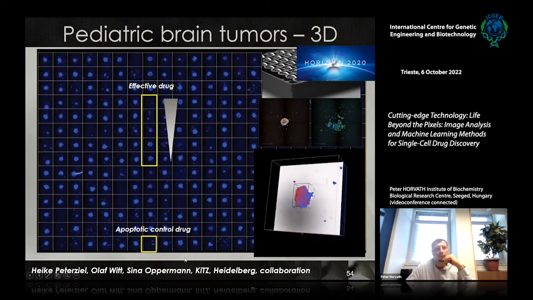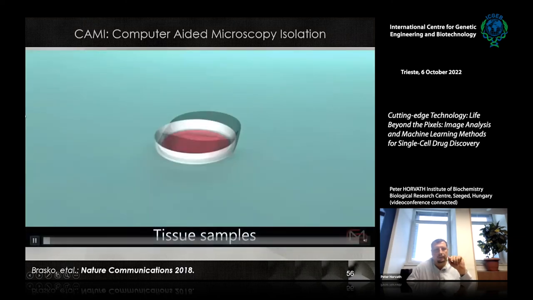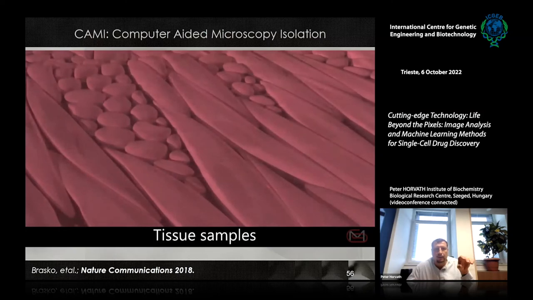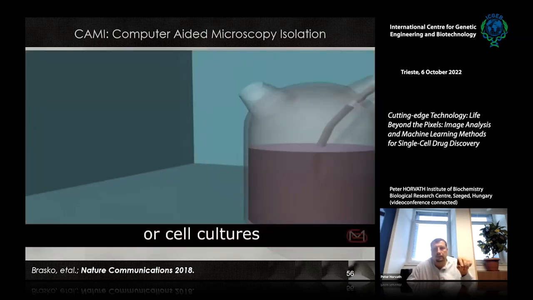Okay, so this is all about 3D, and finally about single cells. During my talk, I was showing you how to flatten images, how to find single cells, how to phenotype them. And then we had a couple of years, the idea is that if we can do all these things together, then probably we could also isolate those single cells from their environment.